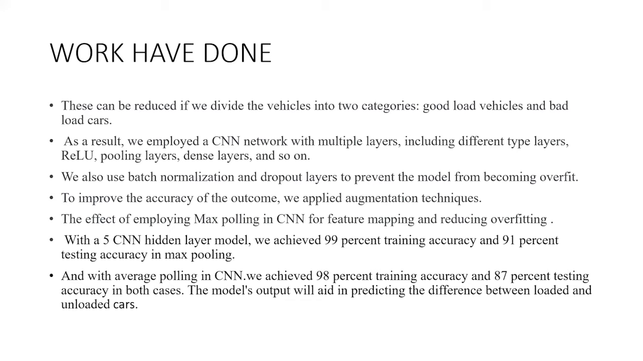We have used batch normalization and dropout layers. The main effect of employing max pooling in CNN is feature mapping and reducing overfitting. In CNN, we have used a data set to achieve accuracy. First, with max pooling, we attained 99% training accuracy and 91% testing. Second, with average pooling, we attained 98% training accuracy and 87% testing.